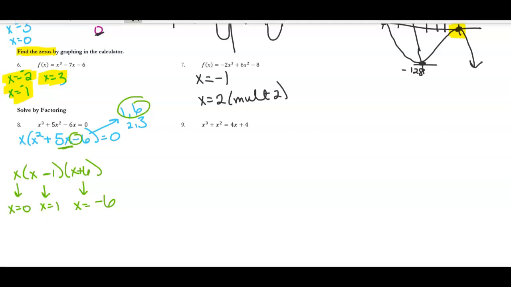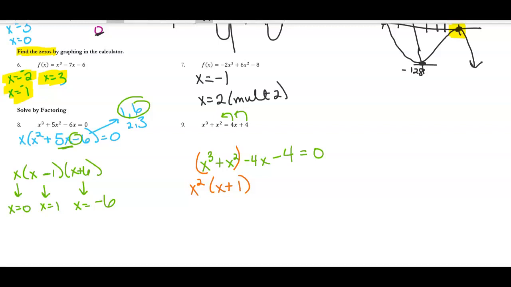Okay, I'd like you to try number 9 on your own. It's very similar to the example we did ahead of time. Once you think that you have it, go ahead and press play and check your work. The first thing you should have done was move things over. Look, I made sure I had the right signs. And then I group, and I could take out an x squared, so I get x plus 1.